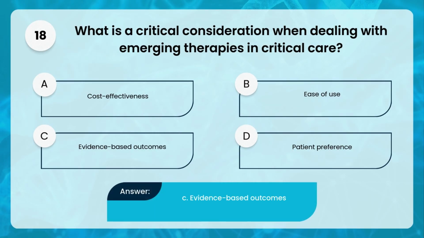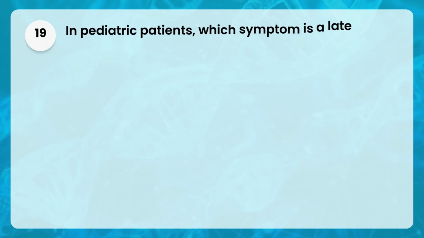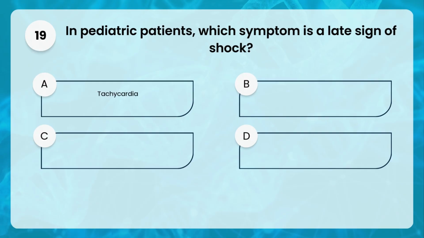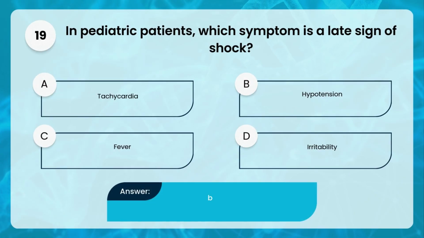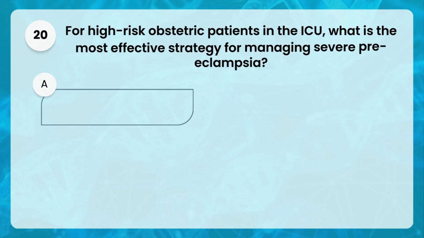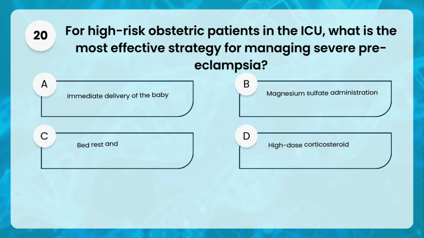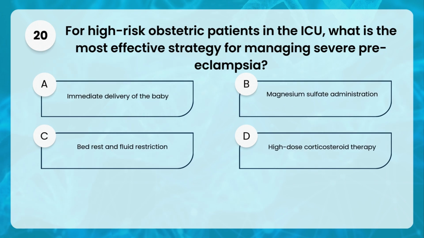Evidence-based outcomes. 19. In pediatric patients, which symptom is a late sign of shock? A. Tachycardia. B. Hypotension. C. Fever. D. Irritability. The answer is B. Hypotension.